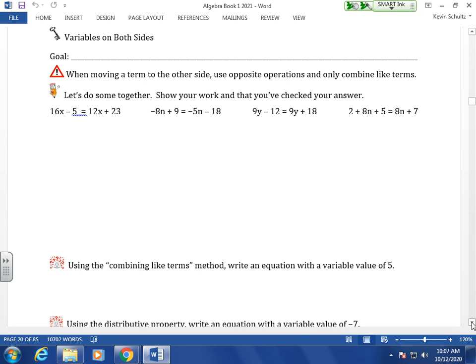Our goal is still to create a two-step equation, right? That's always the goal. Because two-step equation, that's our comfort zone. That's where we're happy. Okay, we know what to do there. So the goal is to move variables to one side to get a two-step equation.